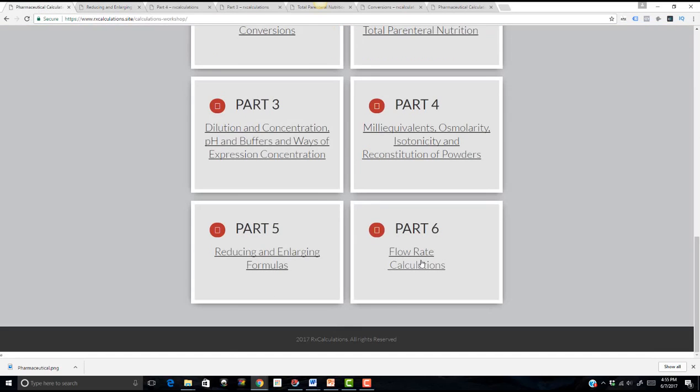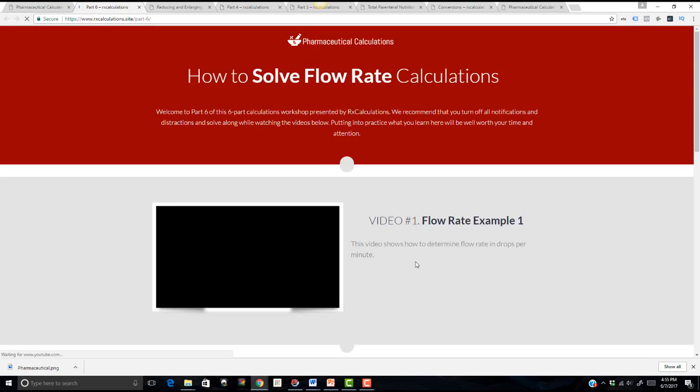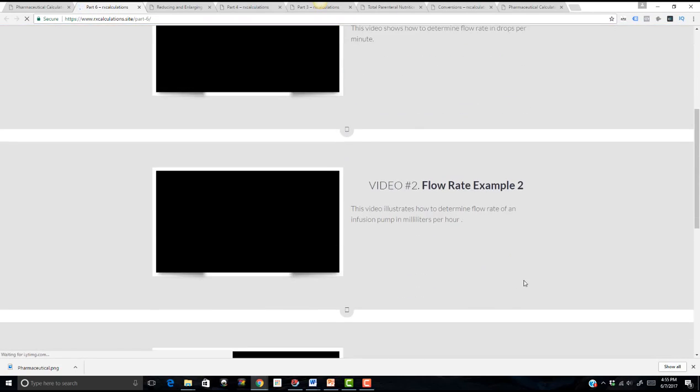And then the last part deals with flow rate, which is one of the high frequency calculations topics on the NAPLEX board exams. And in this section, we have 4 questions, 4 very interesting examples on flow rate calculations.